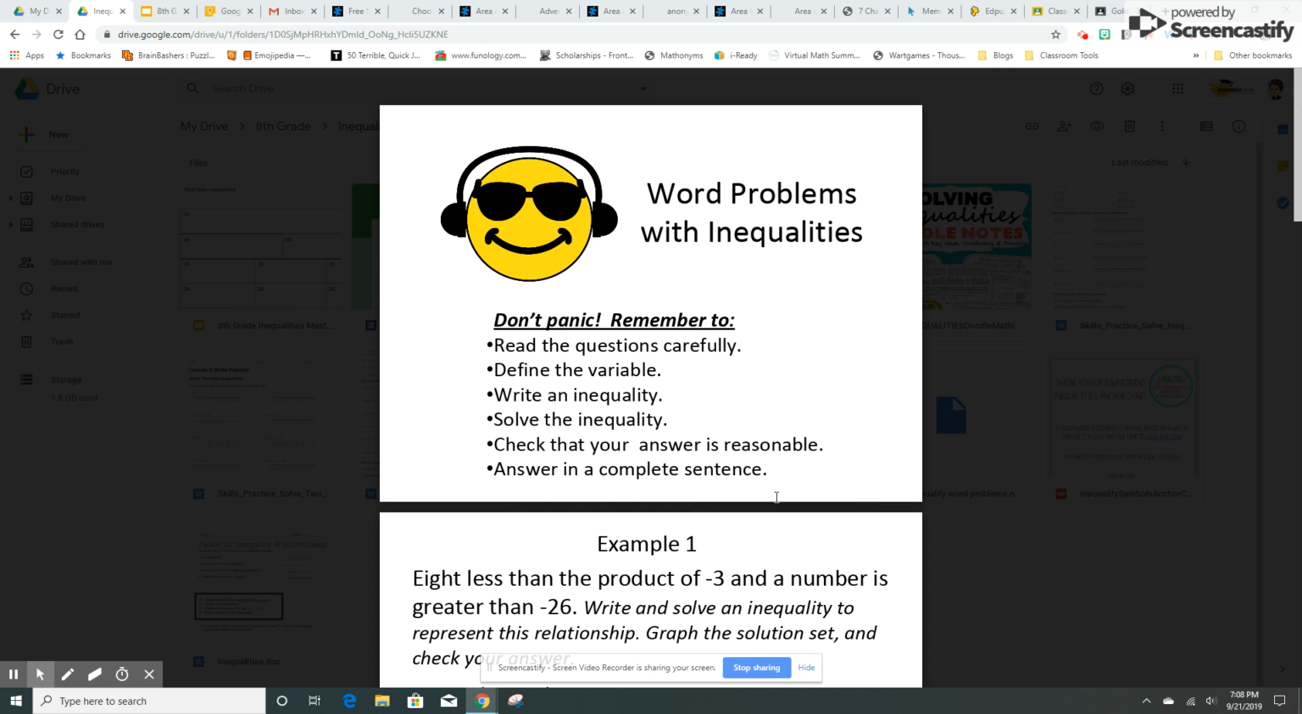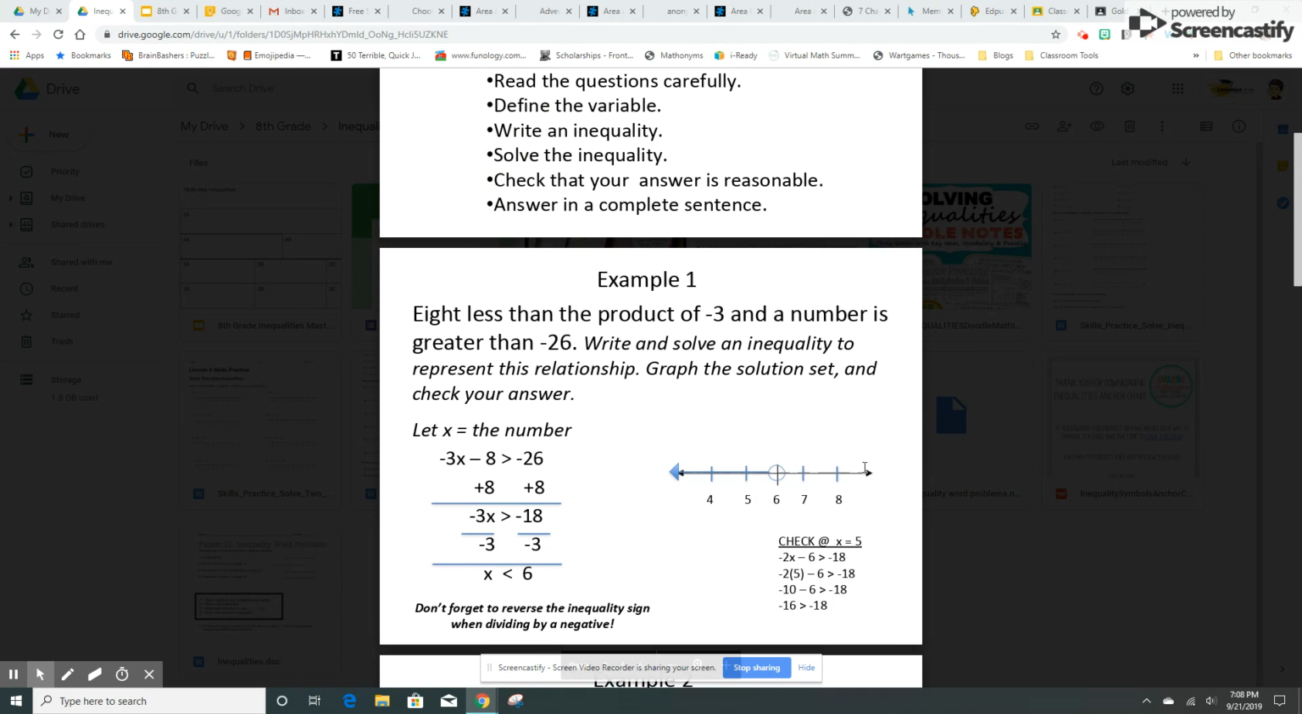Today we're going to do some word problems that involve inequalities. And don't panic. Make sure you always read the directions carefully. Think about what you want your variable to be. Then you write your inequality and solve your inequality. After you've solved it, you want to check to make sure your answer is reasonable. And then answer in a complete answer, not just with a number.